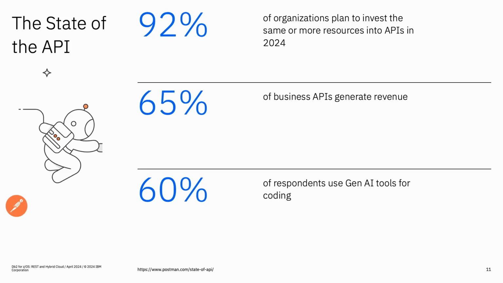And then 60% of respondents use Gen AI tools for coding. That is something that is new and big, and I'm sure that you've heard of generative AI in some capacity. A lot of developers are using generative AI tools for coding, whether that's code generation or documentation or anything like that, skills learning.